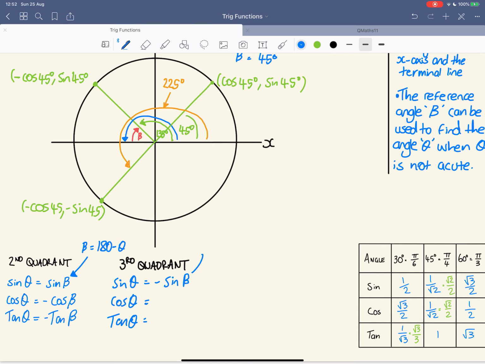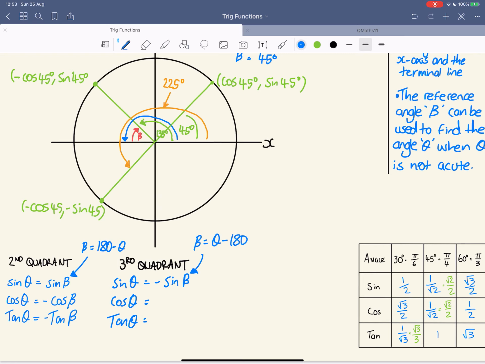Now, how do we work out the reference angle? I explained before, and I'll do it again. It is that, right, theta, the angle that we know is 225, take away 180, and that'll leave us this gap here, okay? So the reference angle is equal to theta minus 180.